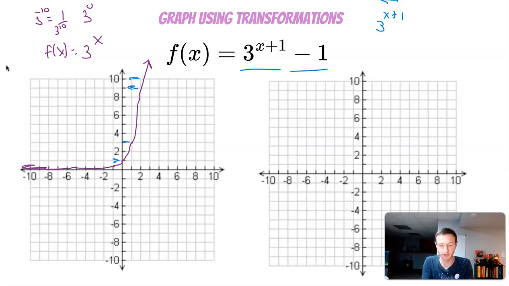So this point, where x equals 0 was 1, that's just going to shift over to here. And I'll show you how to check your work in a second. But we also have this other shifting going on of minus 1. So what does the minus 1 mean? That is outside of the function.